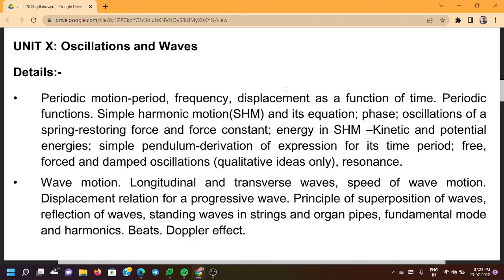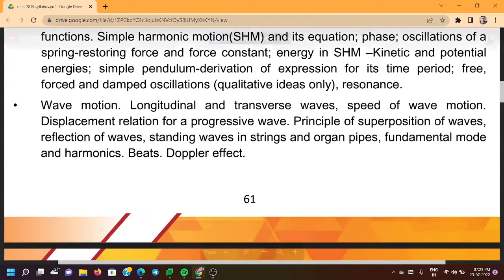Free, forced and damped oscillations, qualitative ideas only. Resonance. Wave motion. Longitudinal and transverse waves. Speed of wave motion. Displacement relation for a progressive wave. Principle of superposition of waves. Reflection of waves. Standing waves in strings and organ pipes. Fundamental mode and harmonics. Beats. Doppler effect.